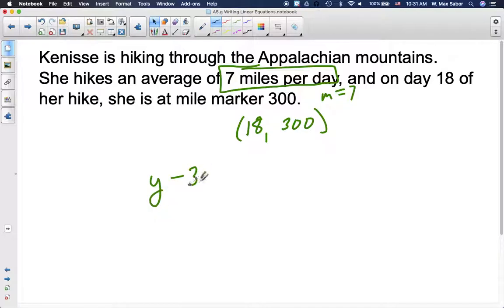So we have a point. This is y1. This is x1. Our slope is 7, and our x1 was 18.